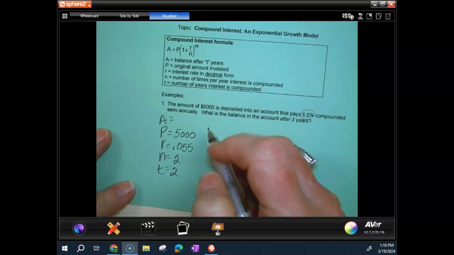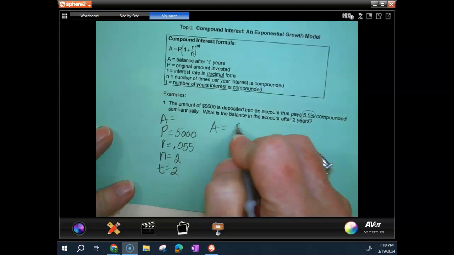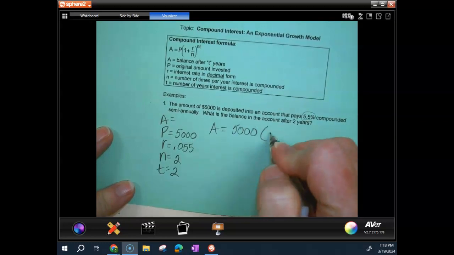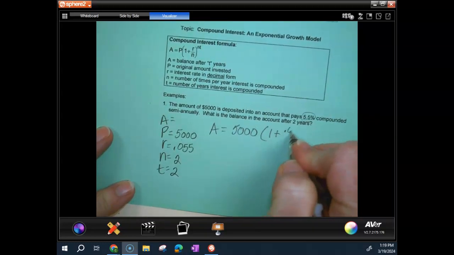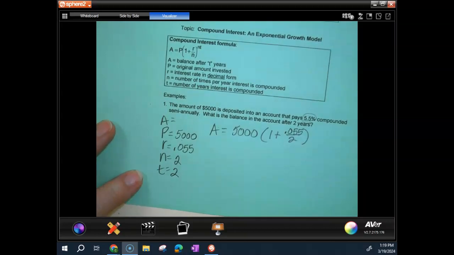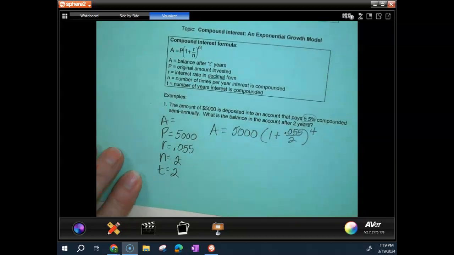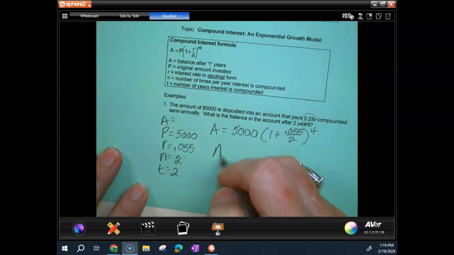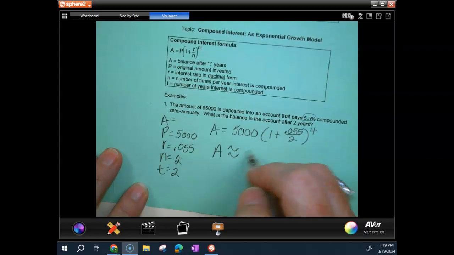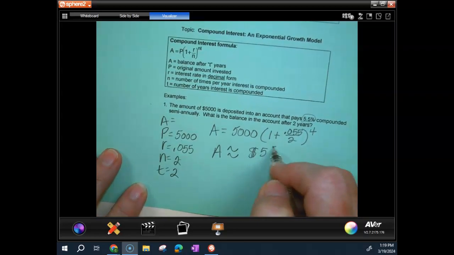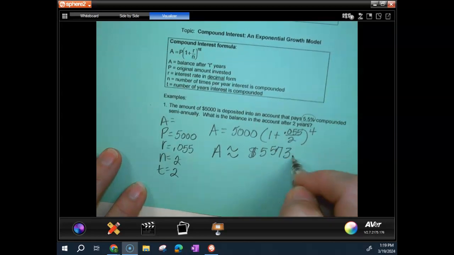So to find the A, I'm going to do 5,000 times 1 plus 0.055 over 2, raised to N times T. So 2 times 2 would give me 4. And if we multiply, I would get $5,573.11.